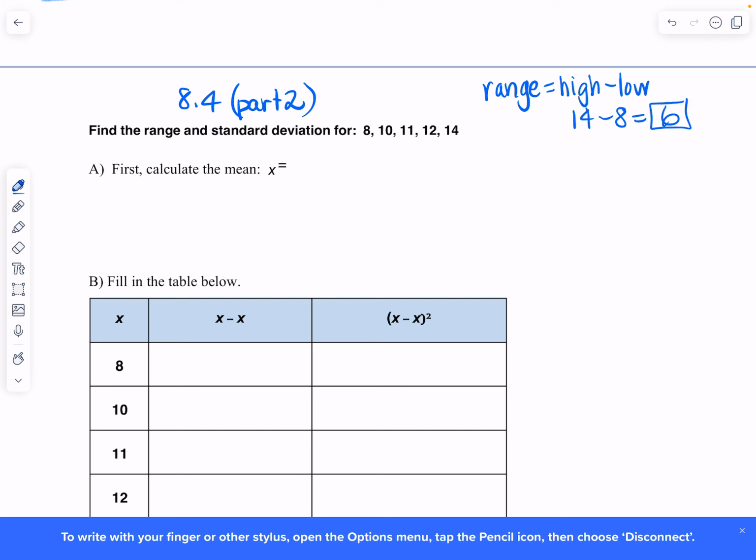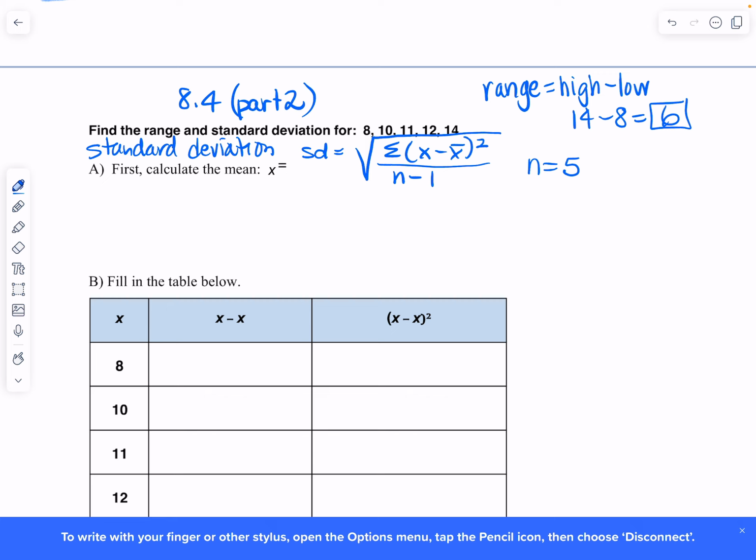Okay, now part B, standard deviation, is what we're going to compute. So before we start this, the standard deviation formula, again, is the square root of the sum of the data points minus the mean, squared, all over n minus 1. Okay, so I need to know a little bit of information. First, let's go ahead and get n. So n is the number of data points. So 1, 2, 3, 4, 5. So n equals 5.